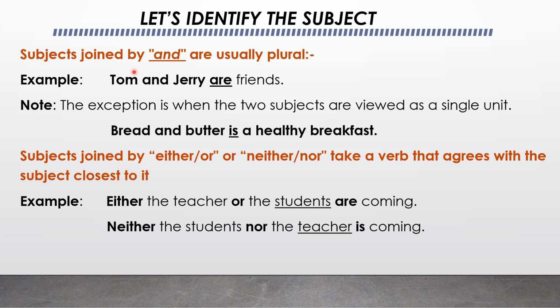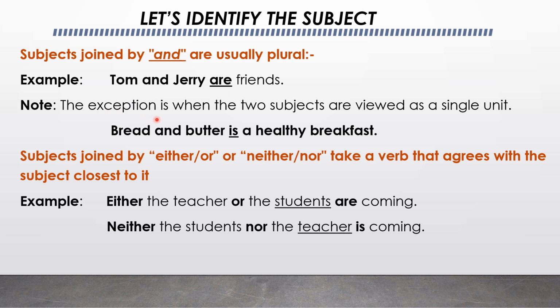So let us do, when subject is joined by the conjunction and, it is usually considered as plural. For example, Tom and Jerry are friends. So Tom and Jerry, two subjects are combined with conjunction and. Because two different characters are these, these are considered as plural. The subject is plural. Tom and Jerry are friends. Are is plural verb.